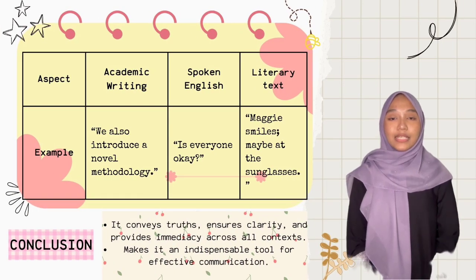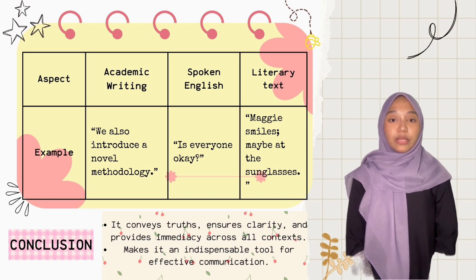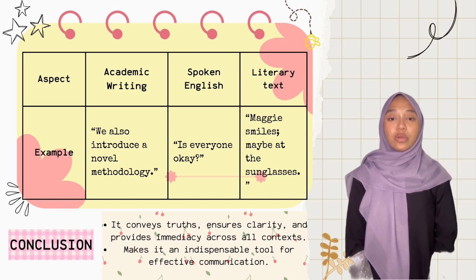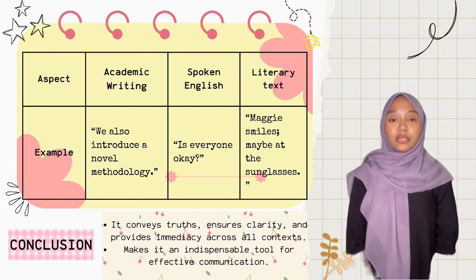We also can see the difference in the example. The first one is in academic writing. "We also introduce a novel methodology." This emphasizes the ongoing relevance of the study's contribution. And the next one is spoken language. "Is everyone okay?" This question uses the tense to inquire about an immediate situation. And the last one is for the literary text. "Maggie smiles, maybe at the sunglasses." This captures Maggie's transformation, making it feel immediate and impactful.